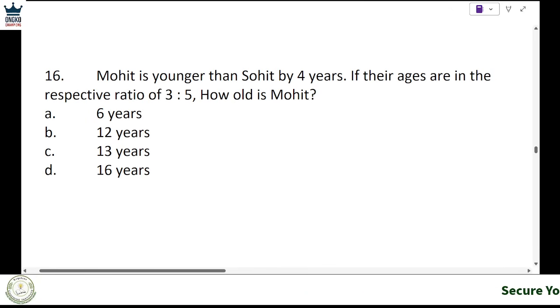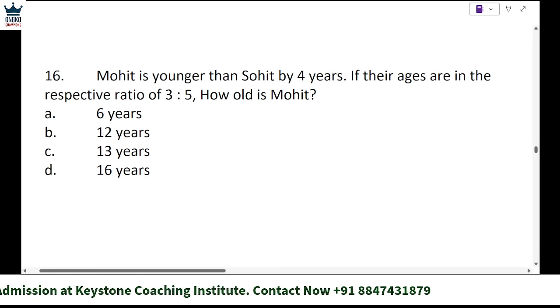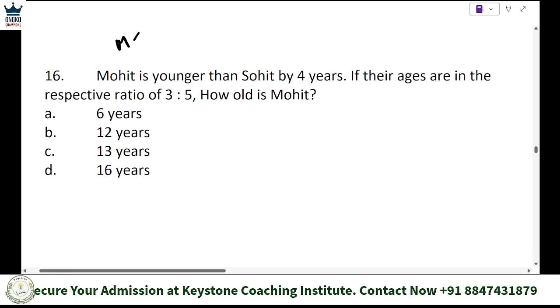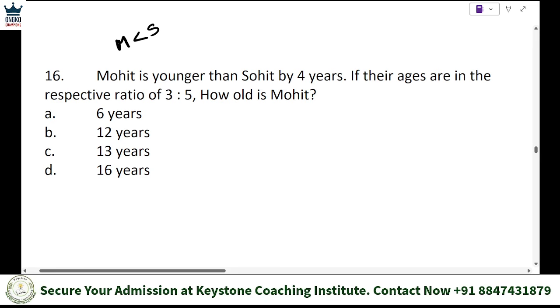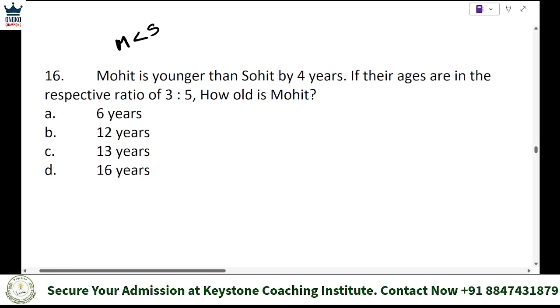Okay, question number 16 is also from Quants. I think this question is regarding ages, right? So Mohit is younger than Sohit, that means Sohit is older than Mohit by 4 years. So if Mohit is 10 years, Sohit will be what? 14 years.